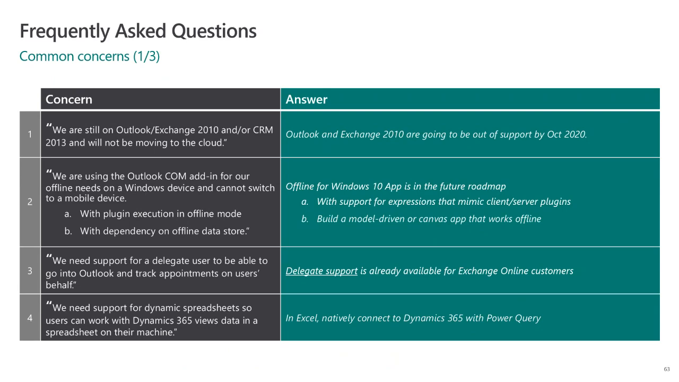If you are using the Outlook command for offline and you need to do so on a Windows device, we have offline coming for a Windows 10 application, and it's on the roadmap right now with active development. And it will support expressions that mimic client-server plugins, but it's not exactly plugins. And it allows you to build a model-driven or canvas app that works offline.